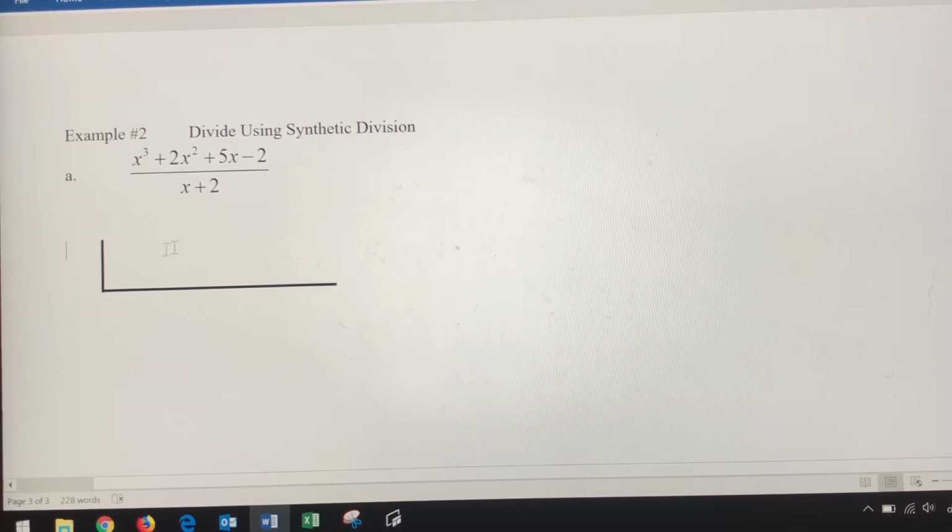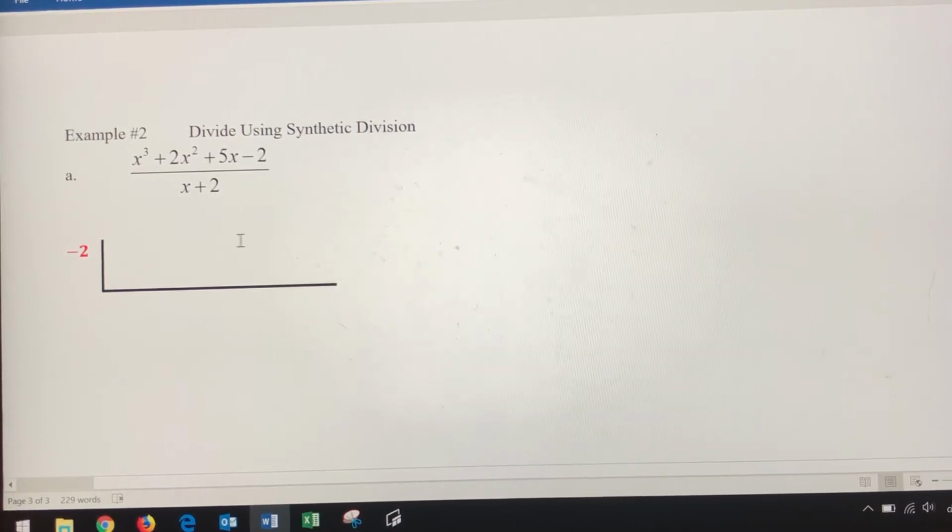You can see the setup here. The value that's going to go out front is going to be what makes this 0. It's the opposite of this value, so we're going to place a -2 out to the side here. What's going to go inside? Notice I've left a little space here.